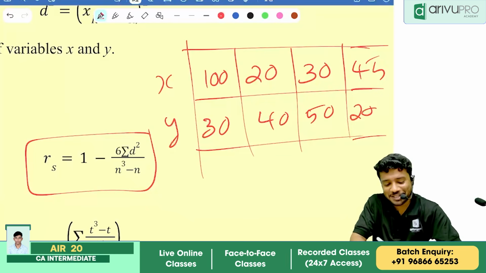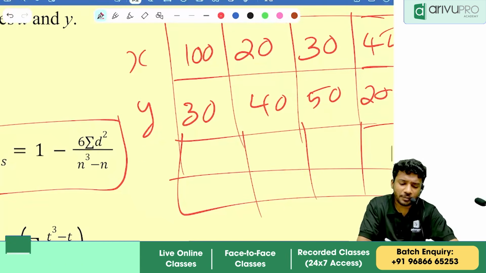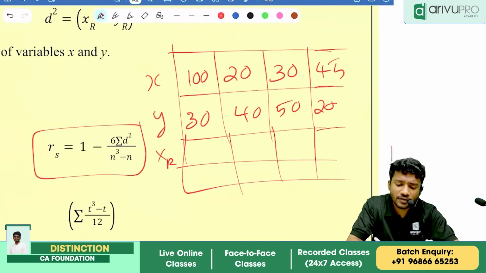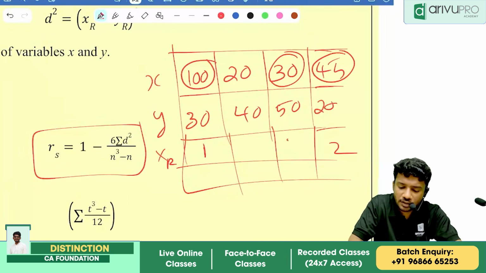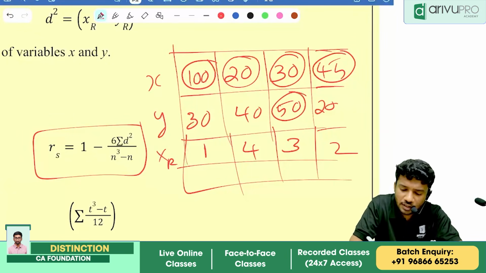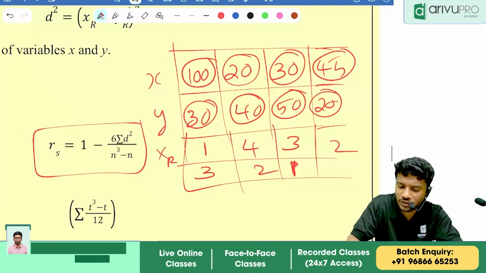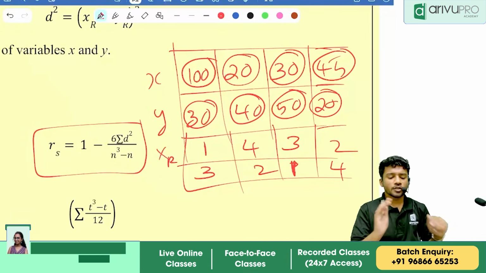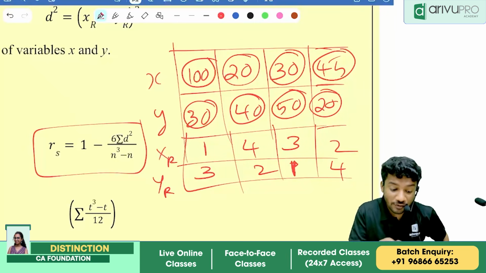Now I will ask you the rank of different people. Which is having the first rank for X? 100. Second rank? 45. Third rank? 30. Fourth rank? 20. Now for Y, who is having the first rank? 50. Second rank? 40. Third rank? 30. Last rank? 20. So, we got XR and YR. Correct?